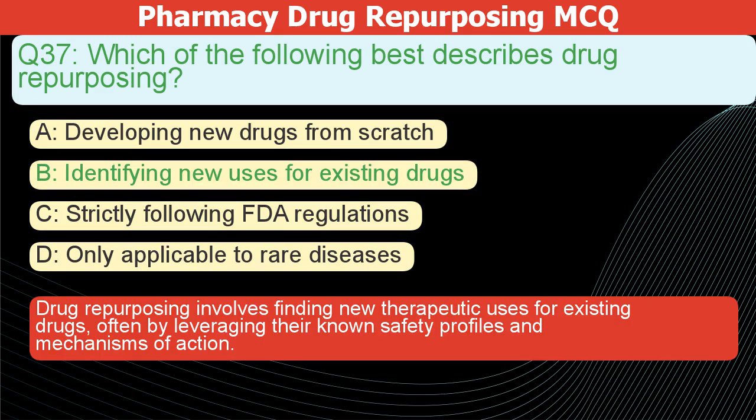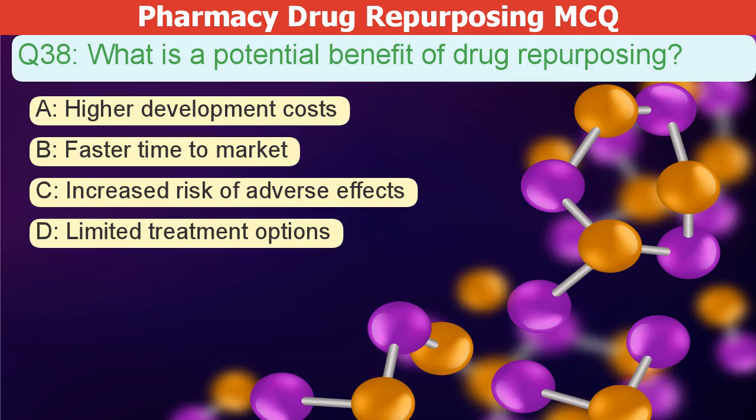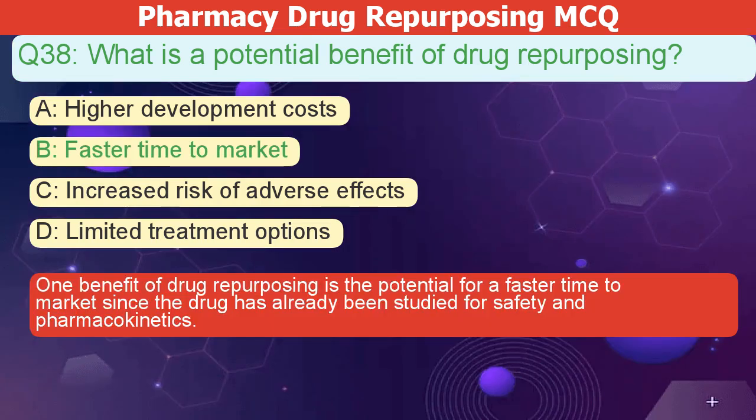The correct answer is B. Drug repurposing involves finding new therapeutic uses for existing drugs, often by leveraging their known safety profiles and mechanisms of action. What is a potential benefit of drug repurposing? A. Higher development costs. B. Faster time to market. C. Increased risk of adverse effects. D. Limited treatment options. The correct answer is B.